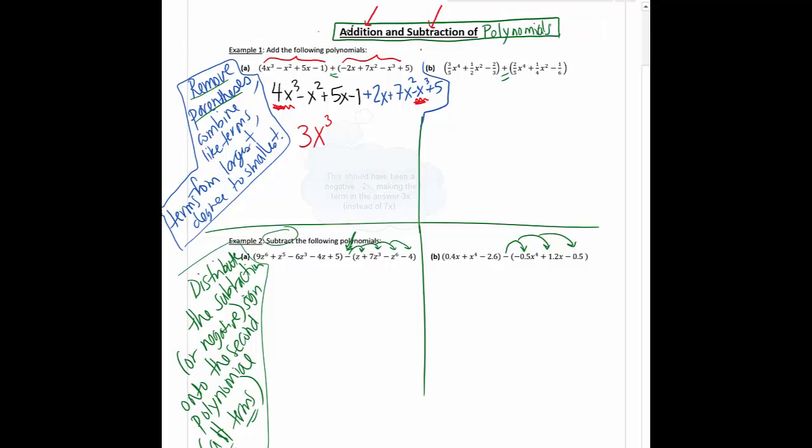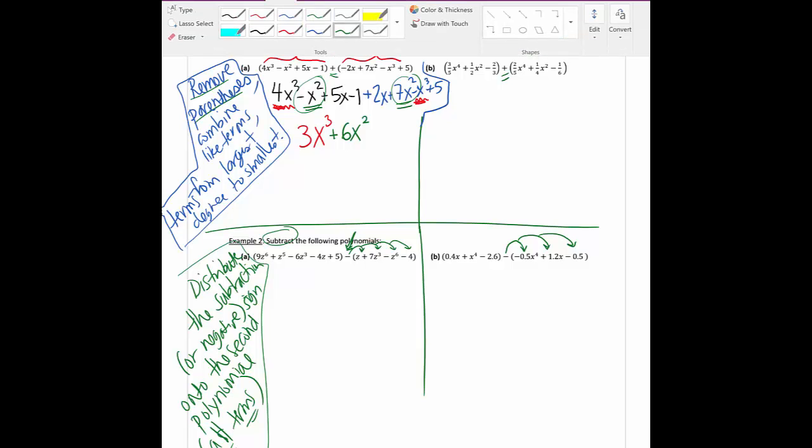And then the next highest power, I see some x squareds here. Negative x squared, and a 7x squared. Well, it's like having a negative 1 plus 7. Negative 1 plus 7 is 6, and I'm not going to change the exponent on x. It stays the same when you're adding and subtracting these guys.